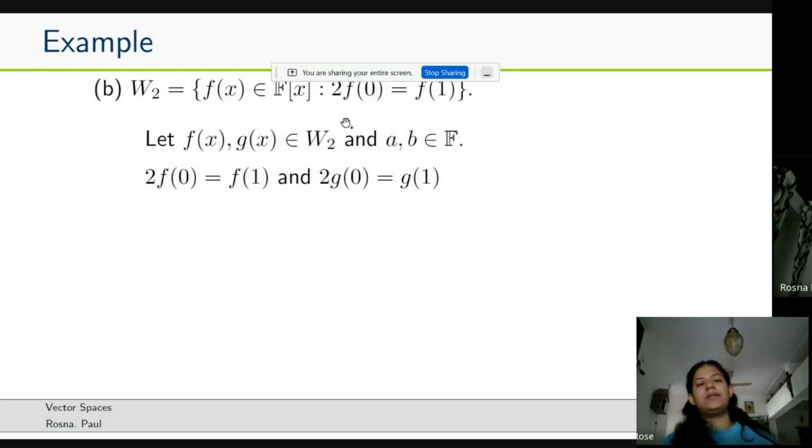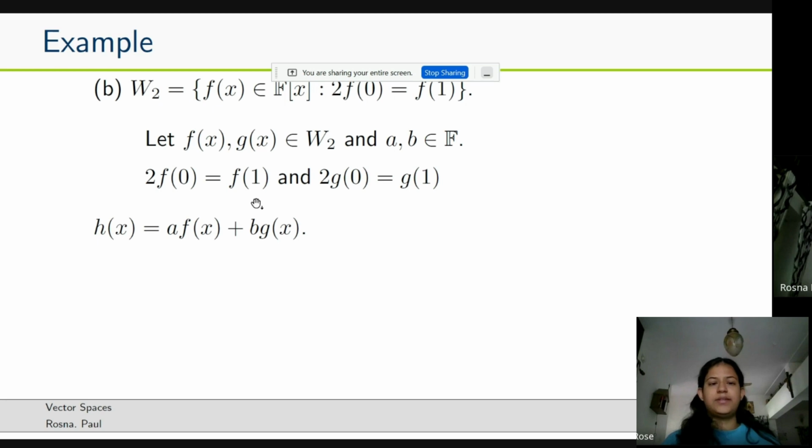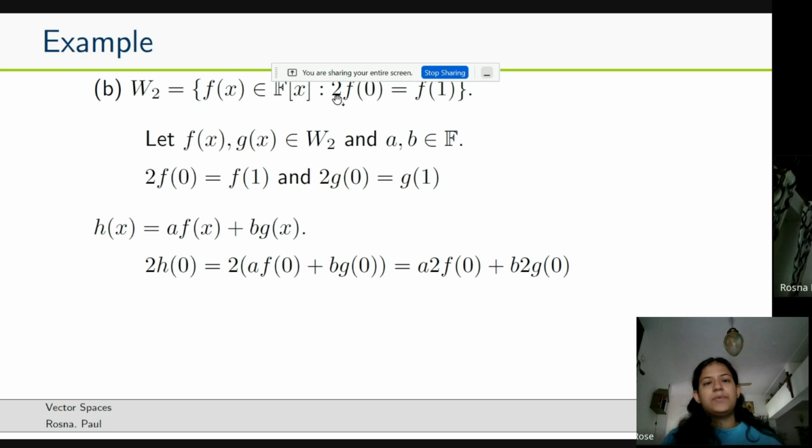We only have to check whether a times f of x plus b times g of x belongs to our W2 or not. So how do you check that? The condition for belonging to W2 is nothing but satisfying this case. So let's check one of these. For example, what happens to 2 times h of 0, which is 2 times a times f of 0 plus b times g of 0? I first take the 2 inside, and then 2 times f of 0 is nothing but f of 1.